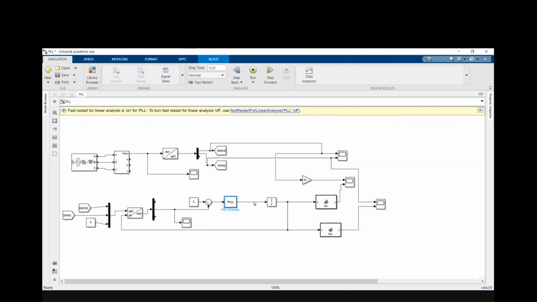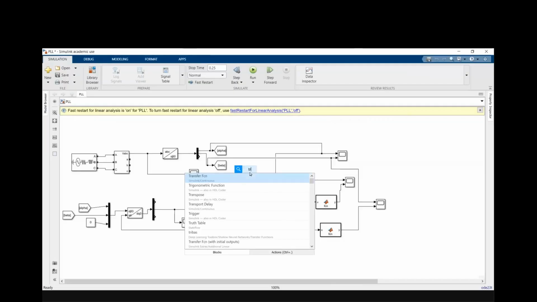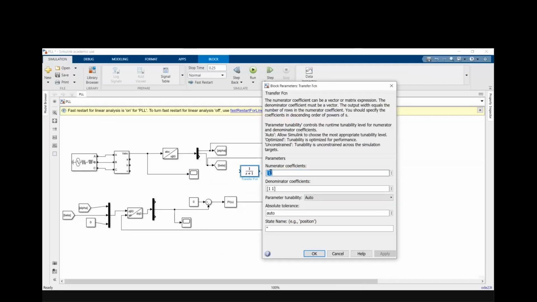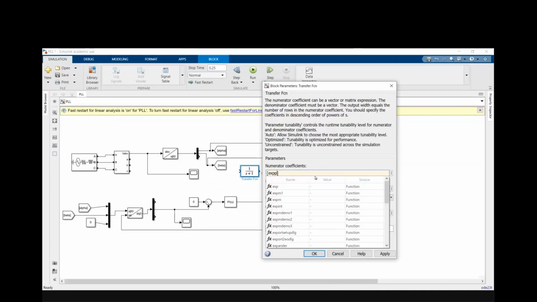Actually, there is one more block that they consider here as a first order function, like a transfer function. You can type transfer function. This transfer function will be approximated to whatever the tracking system is. You have to write it is tracking some e power minus.